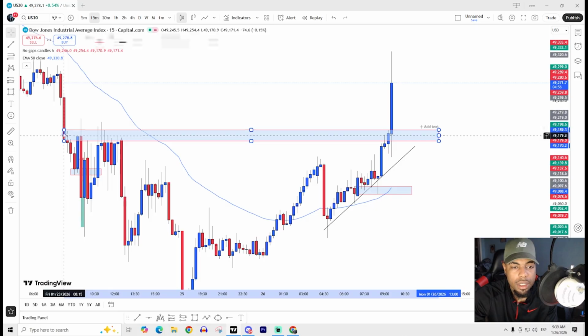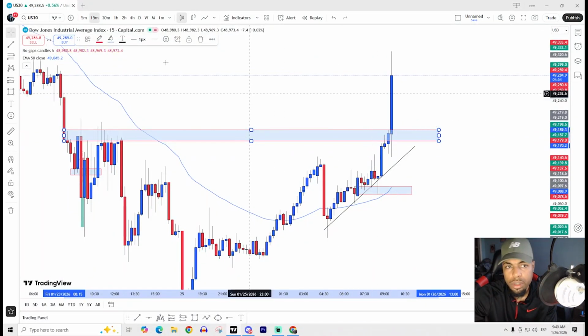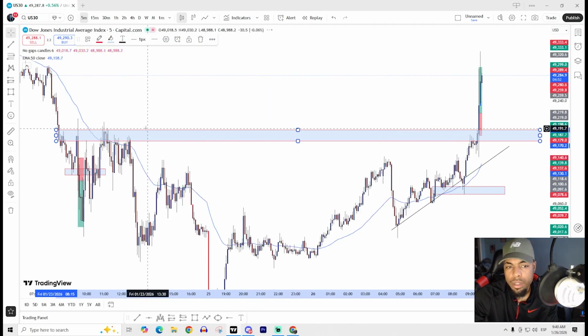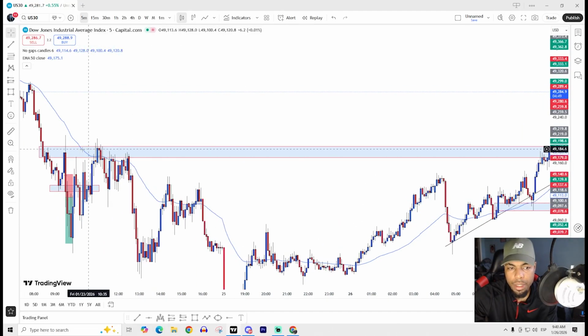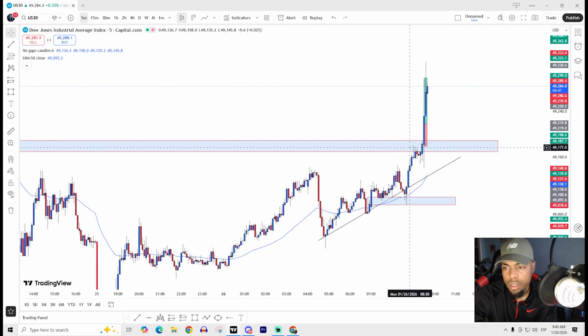So we basically took a buy off of this resistance zone right here. If we look down at the 5 minutes, you guys can see a lot more clear. We have a lot of taps right here, a lot of taps, especially right before New York session opened.